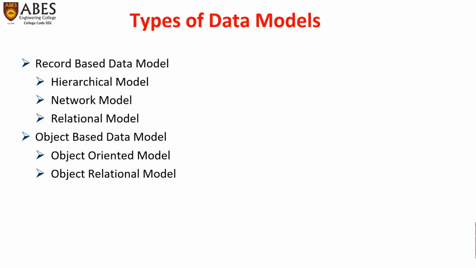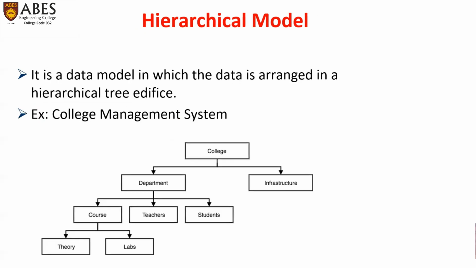So now we are going to discuss the record-based data model. In a record-based data model, we can store data in the form of records. The first type of record-based data model is the hierarchical model. It is a data model in which data is arranged in a hierarchical tree structure. For example, a college management system. There is a tree which is shown in the figure.